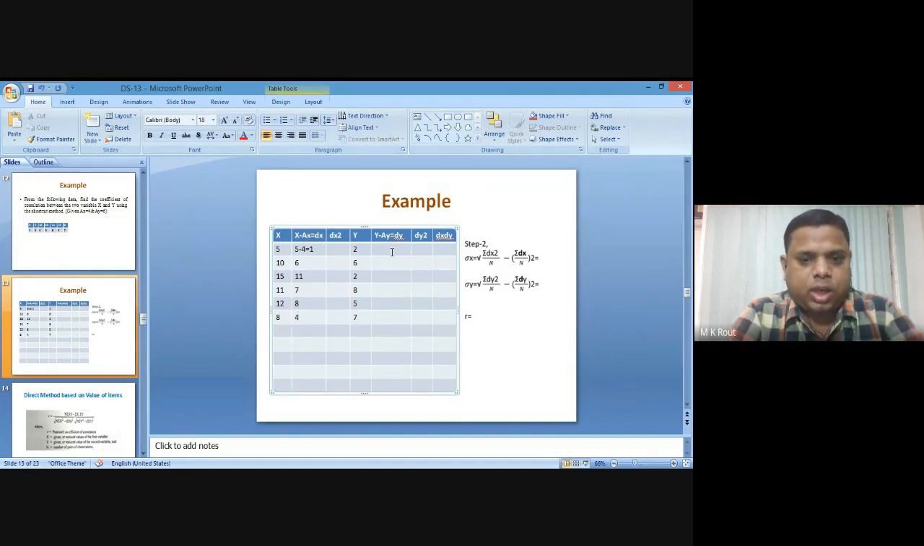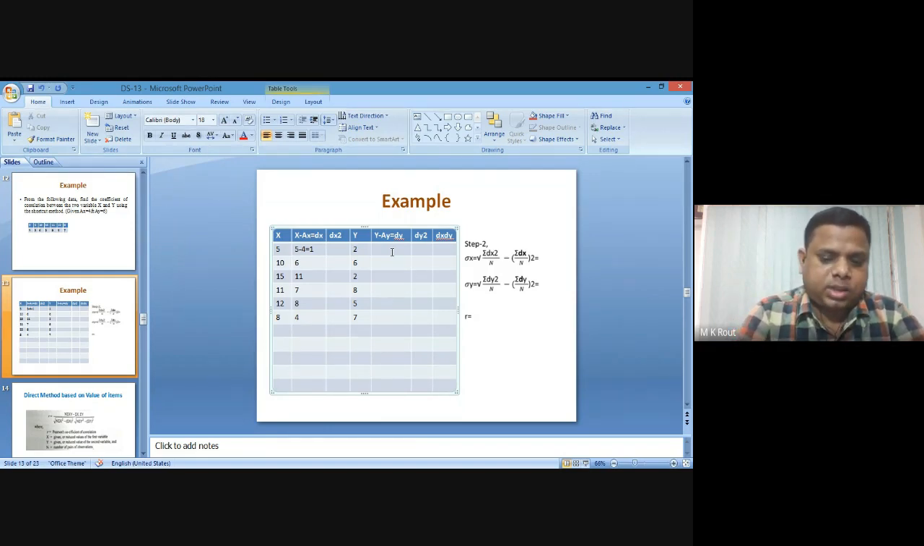Similarly, if you calculate dy, that is y minus Ay, where Ay is given 6: 2 minus 6, that is minus 4. Then 6 minus 6, that is 0. Again 2 minus 6, that is minus 4. 8 minus 6, that is 2. Again 5 minus 6, that is minus 1. And the last one is 7 minus 6, that is 1.